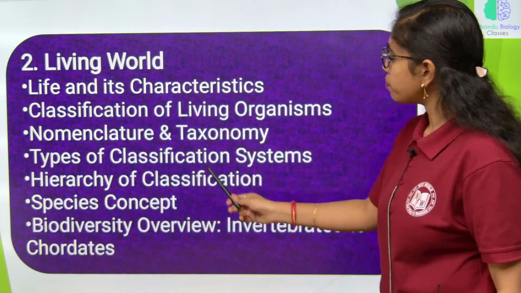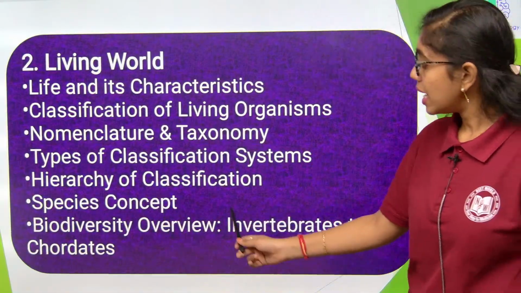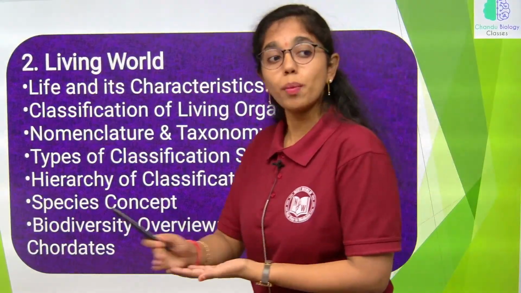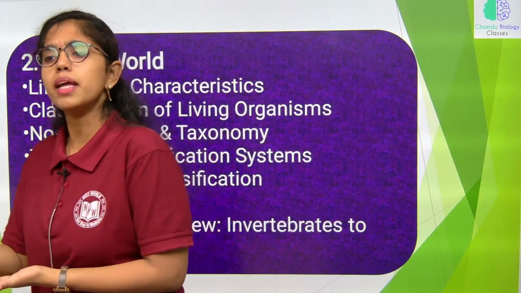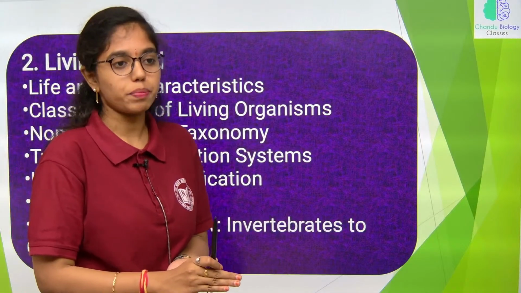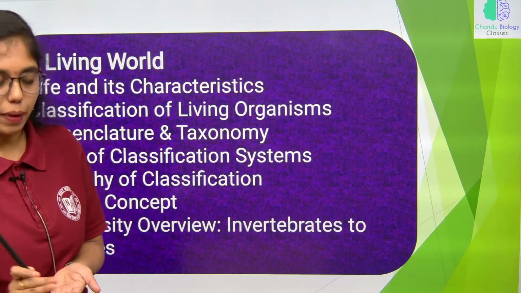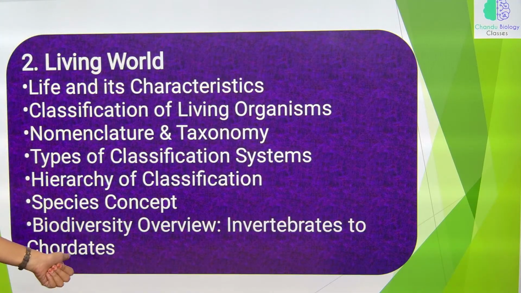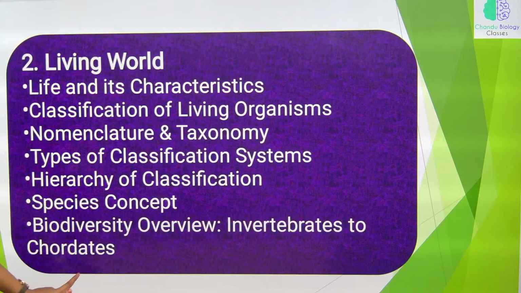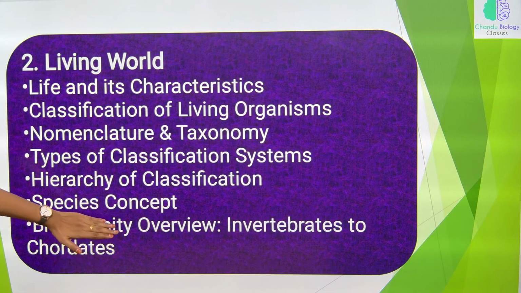And then types of classification systems, hierarchy of classification, species concept. We have so many species concept given by n number of scientists, of which the most popular species concept is biological species concept, which is given by Ernst Mayr. And then biodiversity overview from invertebrates to chordates. This will not be dealt by me, till here I will be covering, okay. This will be dealt by sir, okay.